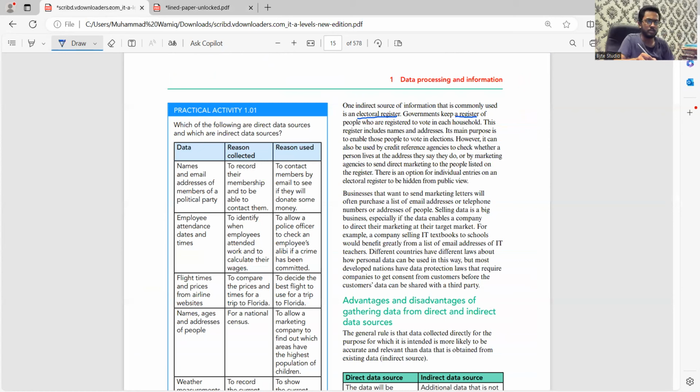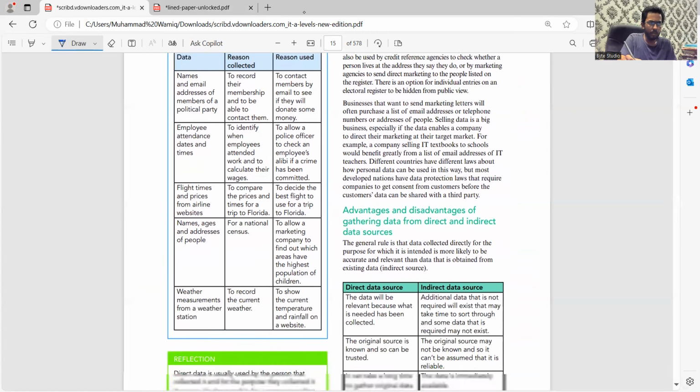Referencing agencies can use it to check whether a person is living there or not. It can also be used by businessmen who want to send marketing emails. Sending data is one of the biggest businesses, and buying and selling data is also used by companies. For example, if they want the data of some students so they can send their emails and marketing messages. So this can also be used here, and I have included that as well, in terms of your marketing.